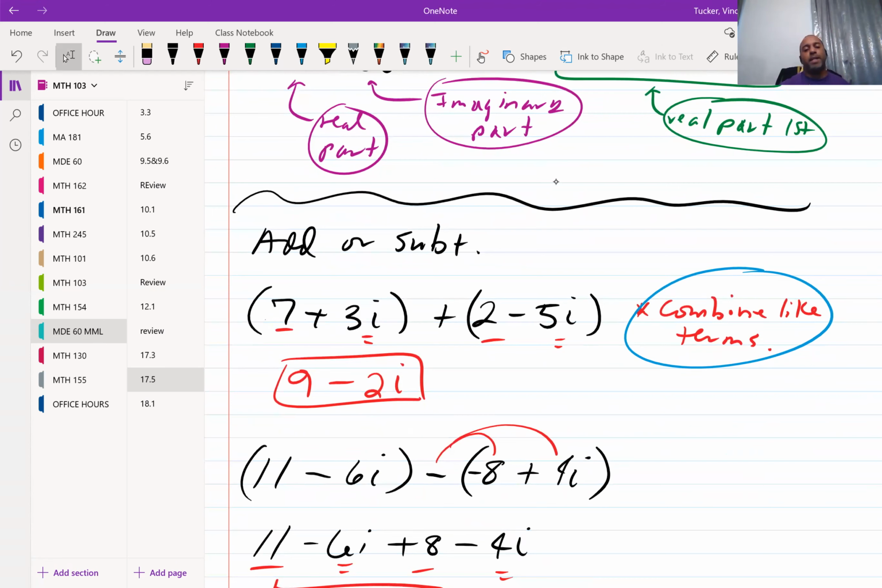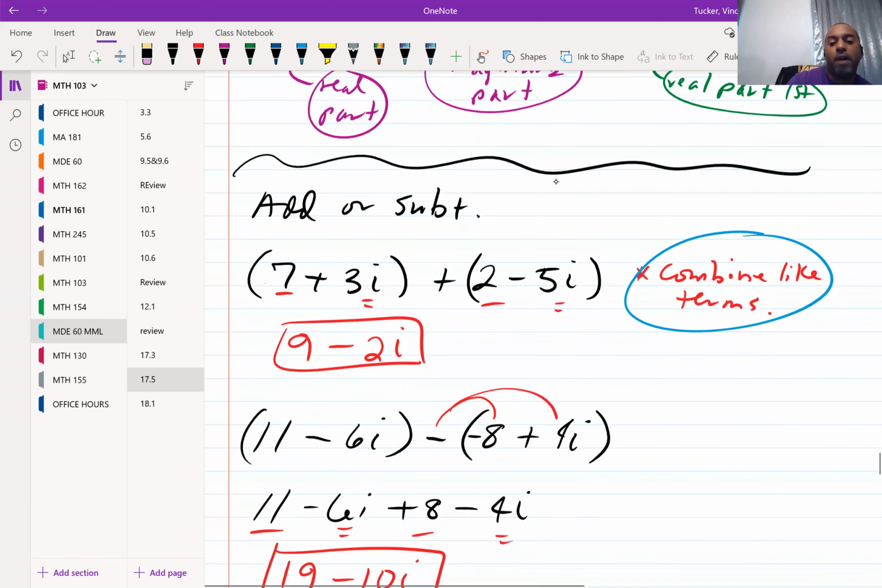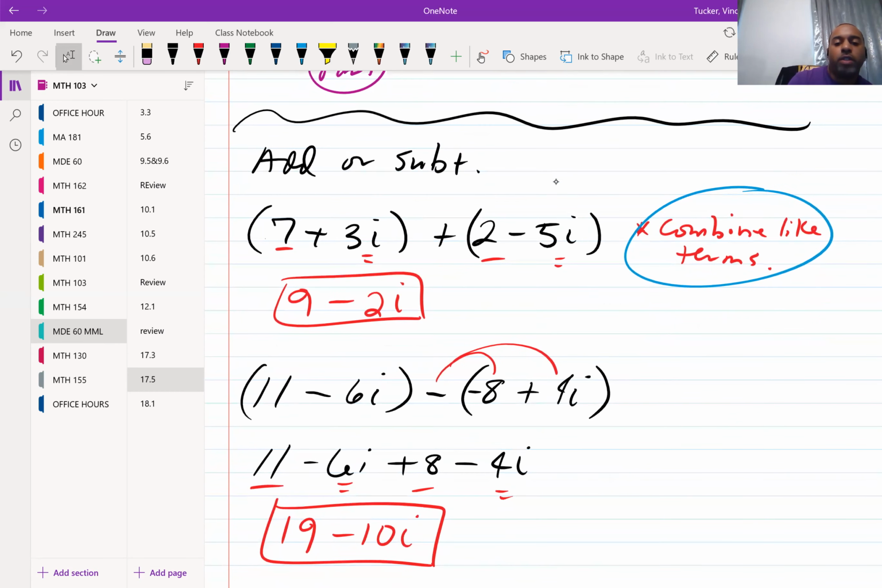Subtracting, if we have 11 minus 6i minus negative 8 plus 4i, notice the first thing we do is distribute that negative to each term that follows the minus sign. That turns both of our signs to the opposite. So now we have 11 minus 6i plus 8 minus 4i. Combine your like terms now. 11 plus 8 is 19. Negative 6i and negative 4i is negative 10i.